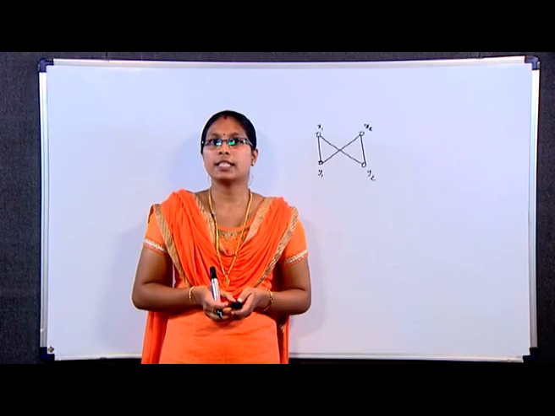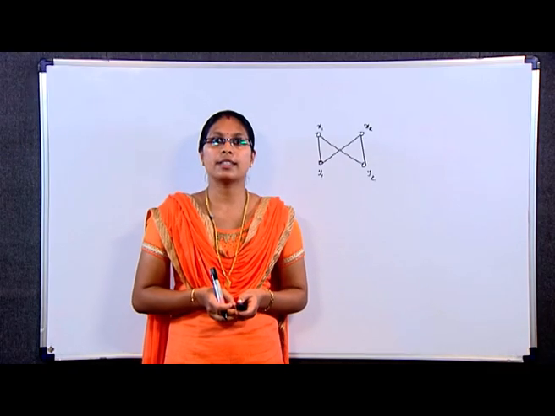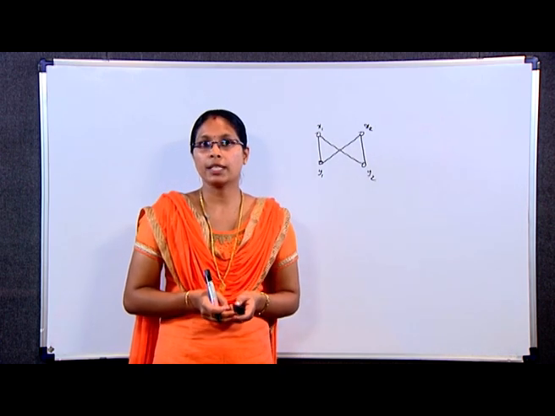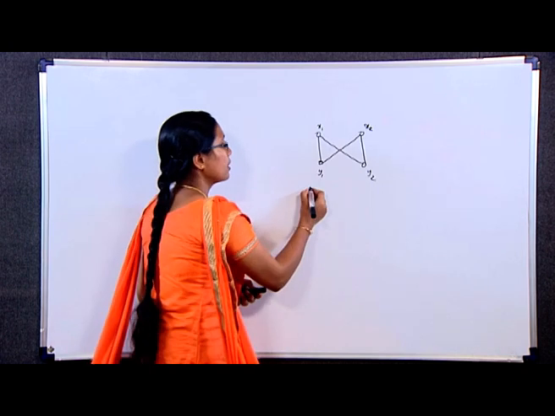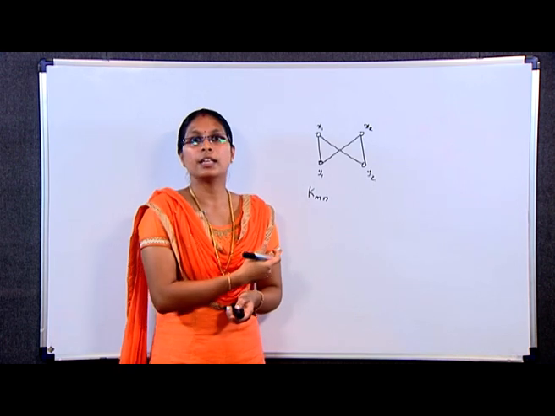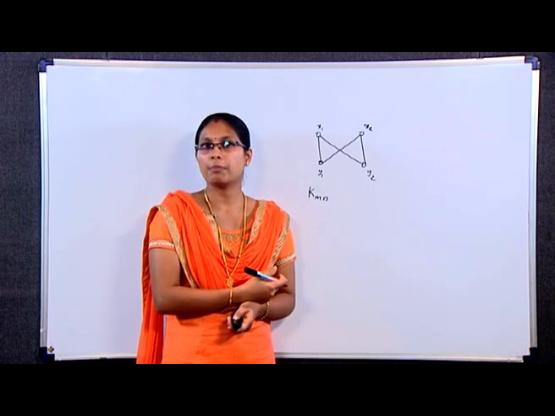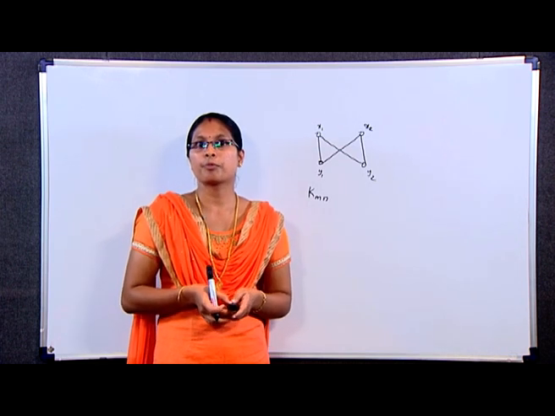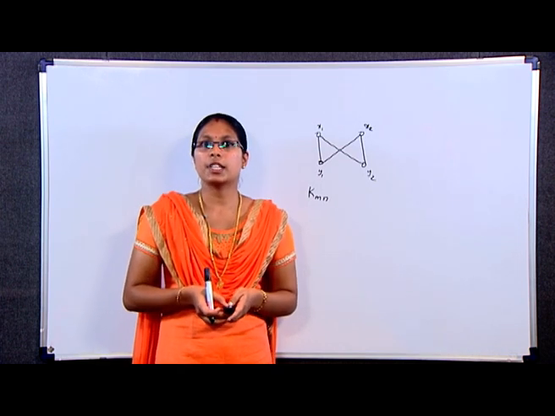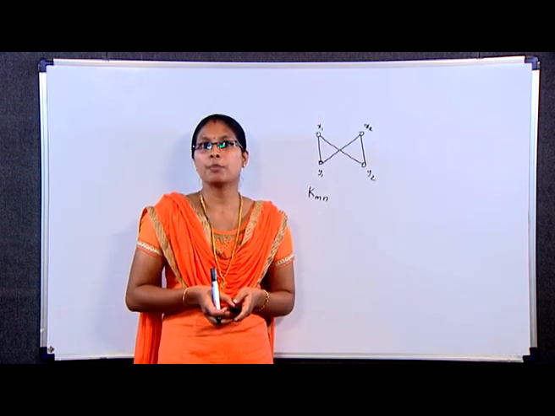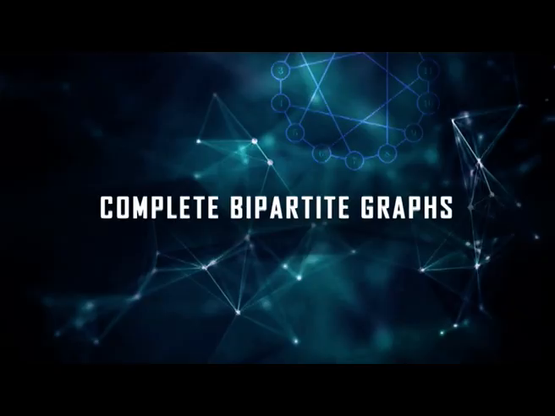If the vertex set X has m vertices and the set Y has n vertices, such a graph is denoted by Kmn. That is, Kmn is the notation for a complete bipartite graph with m vertices and n vertices. Since each of the m vertices in X is adjacent to each of the n vertices in Y, Kmn has mn edges.